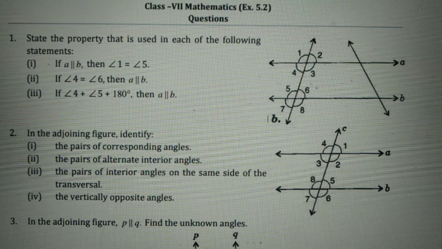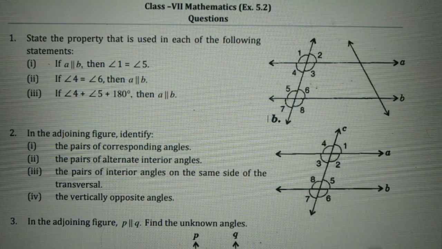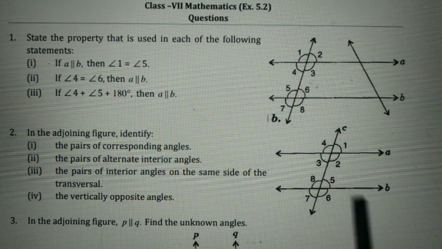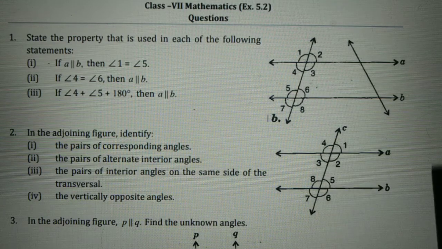Which condition is used? When a transversal line cuts two lines, we get 8 angles, from which 4 and 6 and 3 and 5 are alternate interior angles. Alright, so that's why A is parallel to B. So students, we can say if the alternate interior angles are equal, then the lines are parallel.